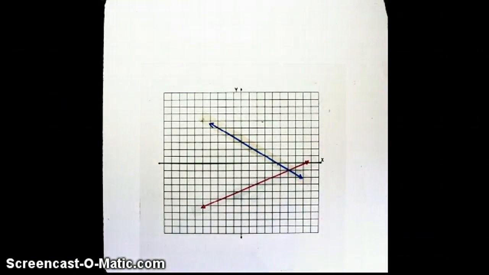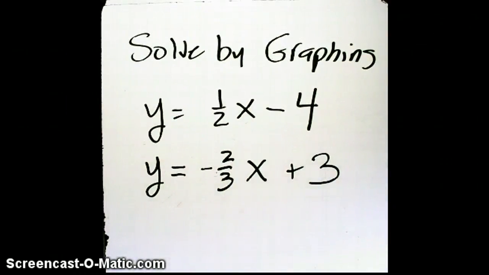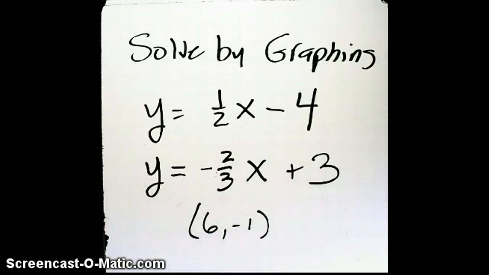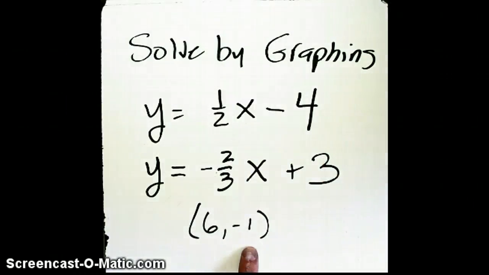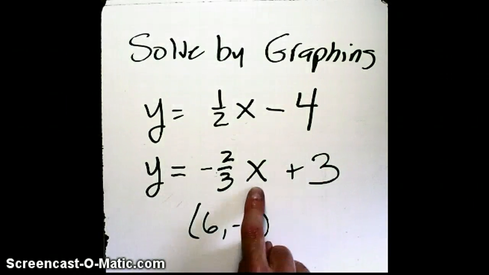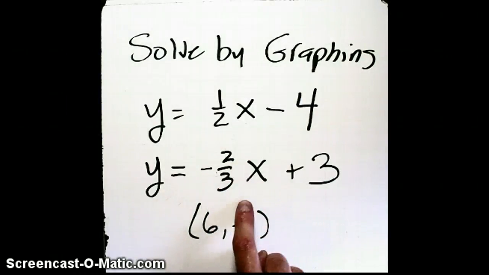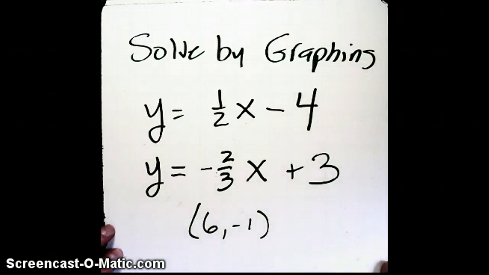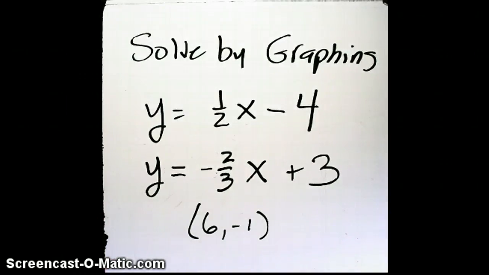What does that mean? That means that the value (6, -1) should satisfy both of those equations. If I plug in a 6 right here, I will get a 3. 3 minus 4 is negative 1. If I plug in a 6 for this x, 6 and 3 divide out, that's 2 times a negative 2, which is negative 4, plus 3 is negative 1. So this point right here satisfies both of those equations at the same time. It is therefore a solution to both of those equations. All right, so that's how you graph.